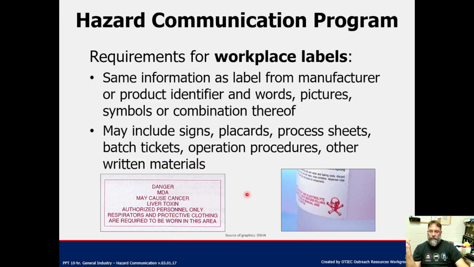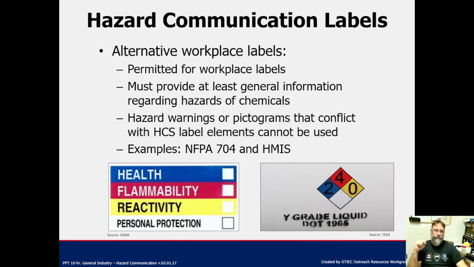Workplace labels, some requirements for them, some examples that they have here. It's the same information: the manufacturer, product identifier, signs, placards, process sheets. All of that information is placed on that particular workplace label. Some different types. We have something similar to this label that we use here in the shop, for workplace labels, my secondary labels.